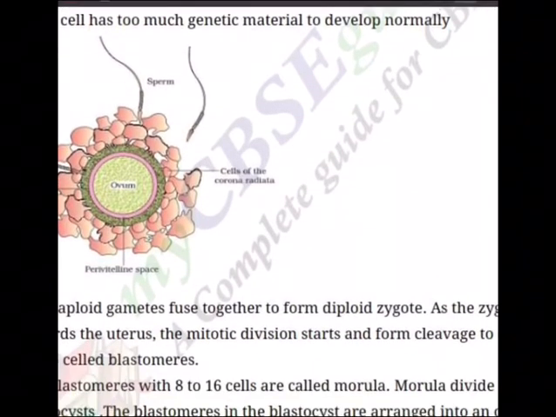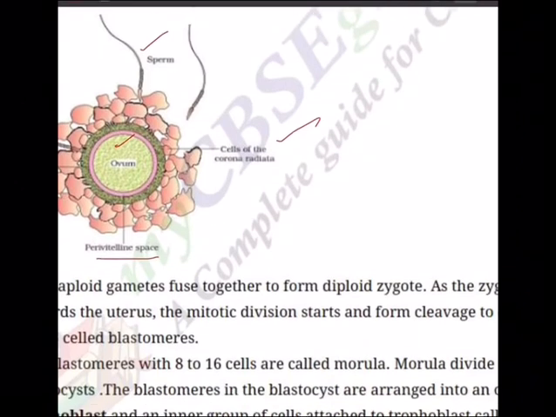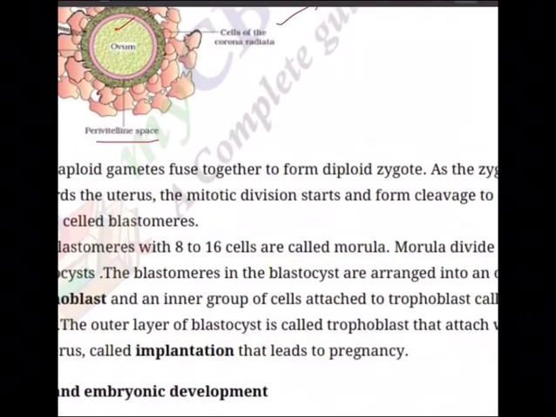So here you can see the sperm, the fastest one entering it, and the cells of corona radiata and the functional ovum and perivitelline space and zona pellucida. So the haploid gametes, because n number we said, sperm n number, ovum n number. So n plus n fuse together to form diploid zygote. So sperm is n, ovum is n, zygote is 2n.